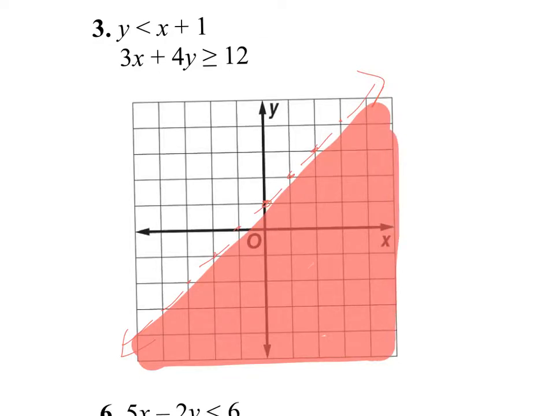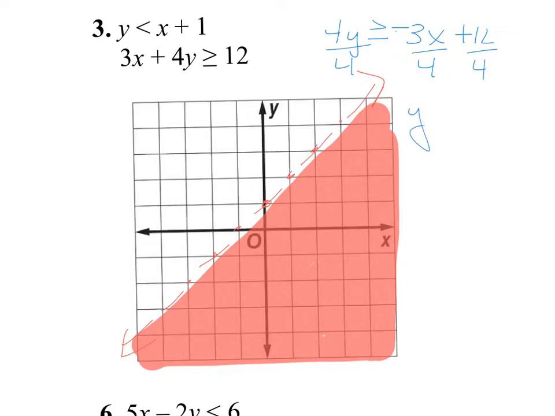Okay. And now on the blue line here, the second inequality, well, make it blue, we're going to solve for y. So we're going to start by subtracting that 3x off. So I have 4y is greater than -3x plus 12. And then we're going to divide everything by 4.